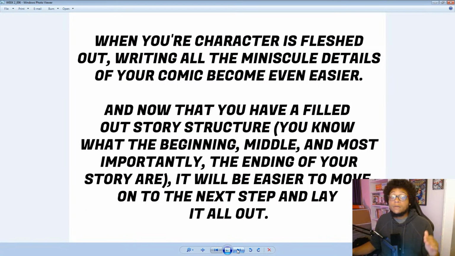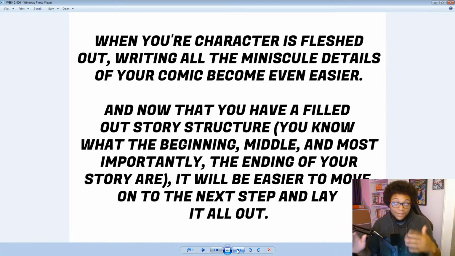When your character is fleshed out, writing all the minuscule details of your comic becomes easier. And now that you have a filled out story structure, the beginning, middle, and end, it will be easier to move on to the next step and lay it all out. So, again, just to reiterate, having your character fleshed out makes everything else substantially easier when you are writing your story. Because your character is what your story is about. You want everything to be based around that character.